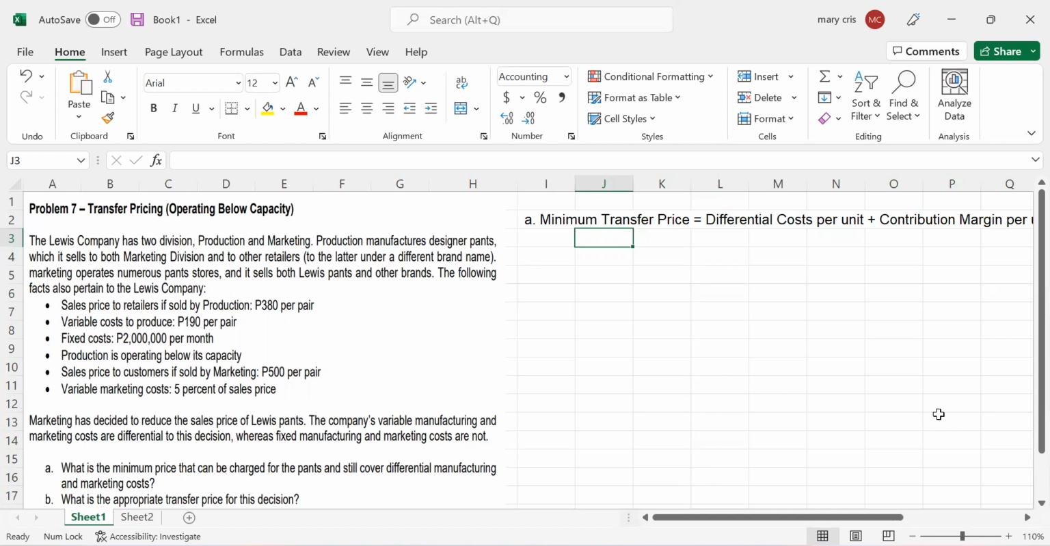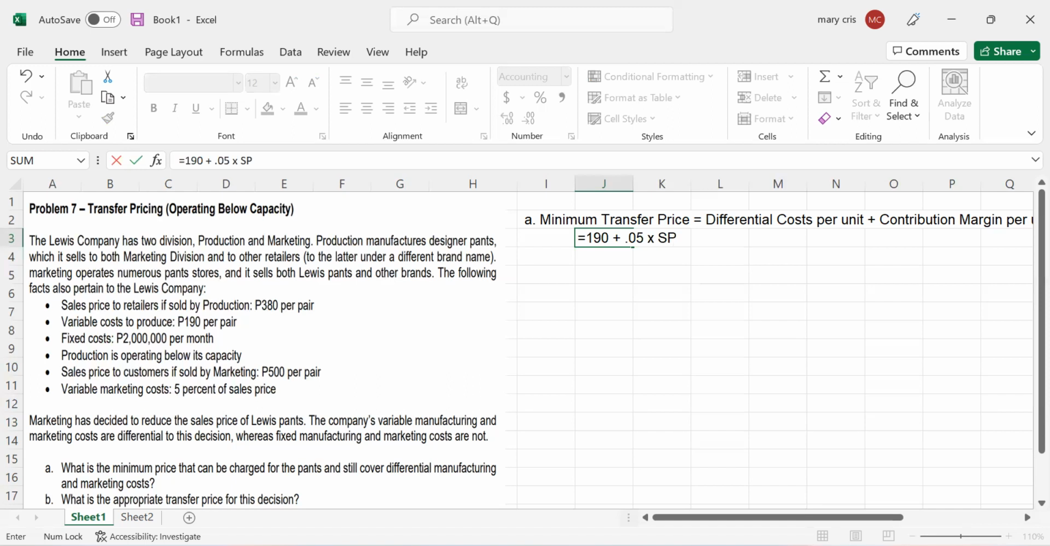So, unsa ba ang mga differential na mga costs? As mentioned here, the variable manufacturing and the marketing costs are differential. So for us to compute the minimum transfer price, you simply add yung mga variable costs. So that's 190. This is the variable manufacturing cost. Tapos i-add natin yung ating variable marketing cost, which is 5% or say 0.05 times your sales price, your transfer price.